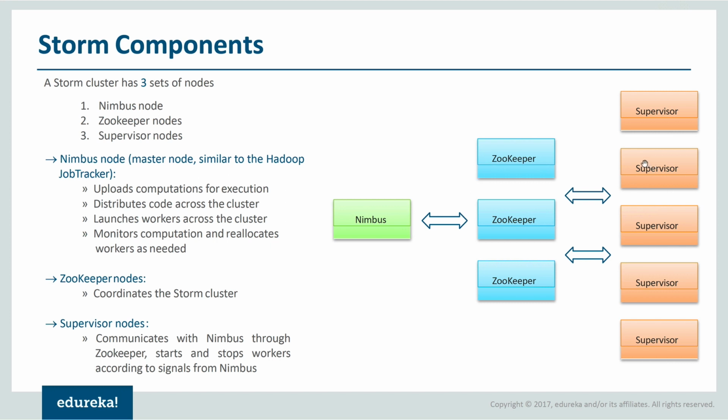Supervisors read the status of what Nimbus is saying via Zookeeper, and everything they want to coordinate, they coordinate via Zookeeper so that you don't lose the state. If a supervisor goes down, it should know where your Nimbus is, and when Nimbus goes down, it should know where your Zookeeper is and what state they are in right now. So you have your supervisor nodes, which communicate with Nimbus through Zookeeper.